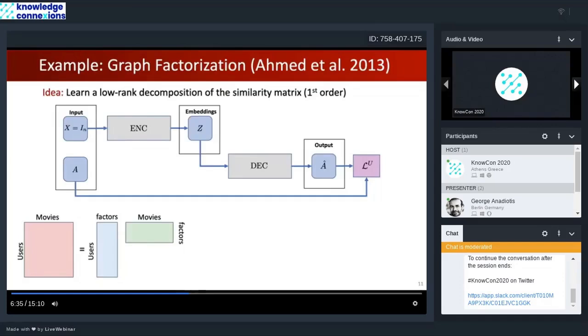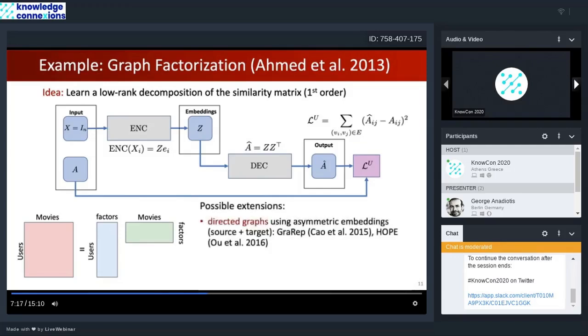So let's now look at an example. We focus on the graph factorization model, which is a popular graph embedding method that preserves first-order proximity in the graph by learning essentially a low-rank factorization of the adjacency matrix. In this model, the encoder is a simple embedding lookup, as we've seen in the previous slide, and the decoder takes the outer product of the embedding matrix. That is, the embedding similarity between two nodes is simply their inner product. The embeddings are then optimized by minimizing an unsupervised loss function which encourages adjacent nodes to have a high embedding similarity and non-adjacent nodes to have a lower similarity score.